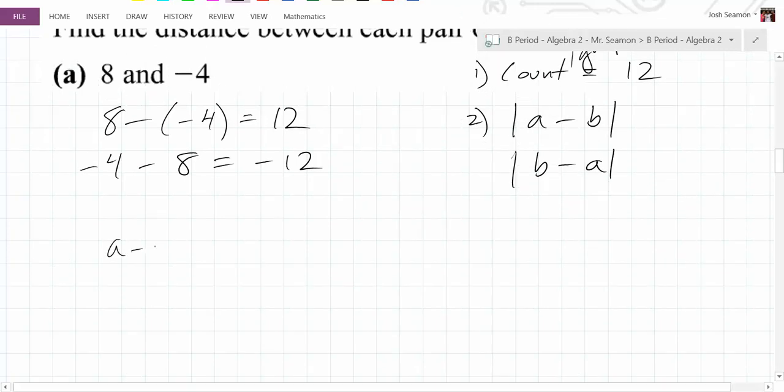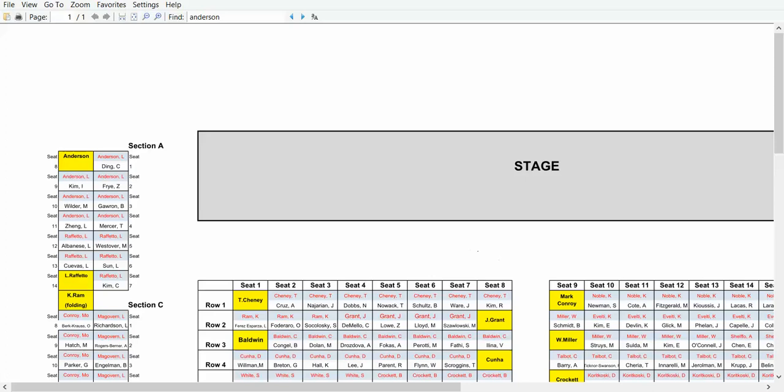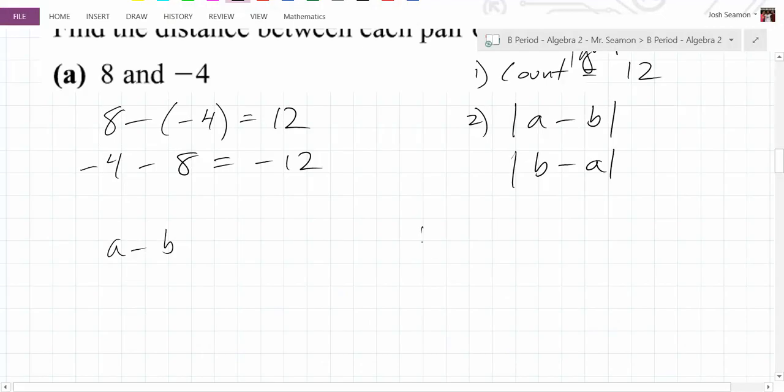Look at this, everybody. If I have a minus b, and I want to compare it to b minus a, what's the relationship between those two? What's 2 minus 5? Negative 3. What's 5 minus 2? 3. What's 4 minus 6? Negative 2. What's 6 minus 4? 2. What's the relationship? They're opposites, right. So a minus b is equal to the opposite of b minus a.